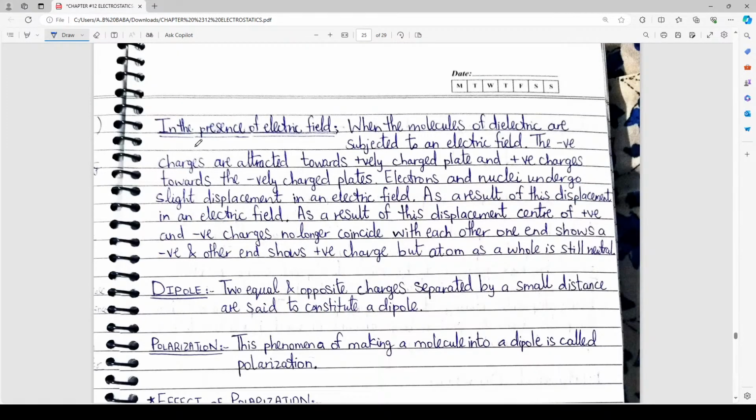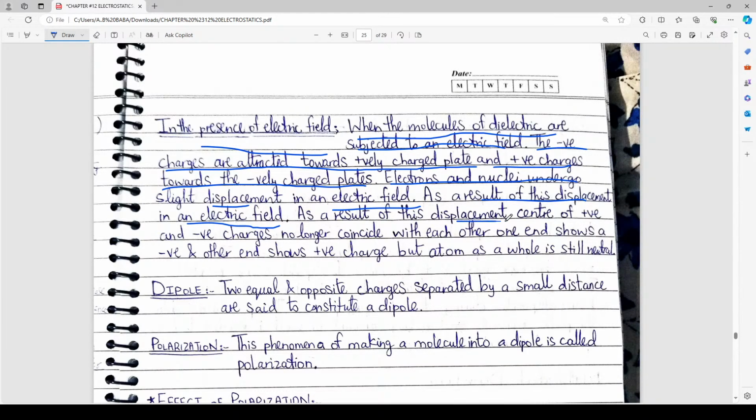While in the presence of the electric field, when the molecules are subjected to an electric field, the negative charges are attracted towards the positively charged plate, and positive charges towards the negatively charged plate. So, the electrons and the nuclei undergo slight displacement in an electric field, and as a result, a displacement in the electric field has been made.